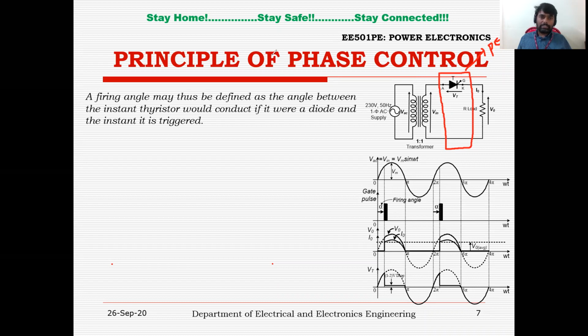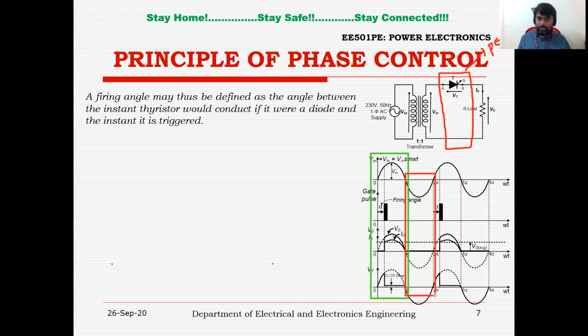In order to understand in a better way, I am going to mark a few points here. I'm marking this positive half cycle with green color, which means we are going to control and convert this positive half cycle, right? And I am marking the negative half cycle with red color, which implies we are not going to control and convert this negative half cycle with this circuit configuration, right? So the control and conversion of this positive half cycle is possible with the help of this single thyristor. Now we'll see how we are going to control.